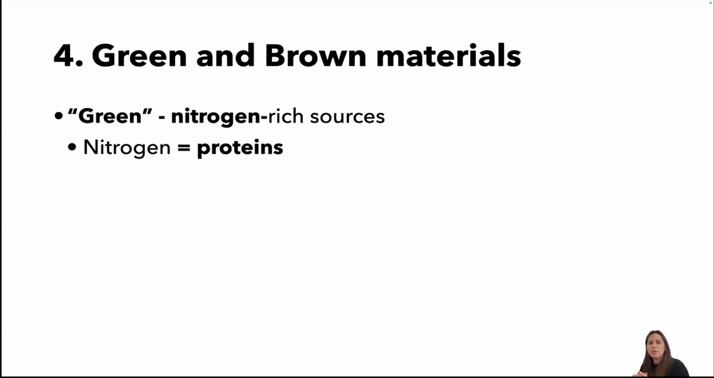So when we refer to green materials, we're referring to the nitrogen-rich sources. And so back a couple slides, we talked about nitrogen. Nitrogen is present in amino acids. Nitrogen should ring a bell saying, oh, hey, that's related to proteins. And so even our green materials are high in plant proteins, right? And so this is kind of what this is getting at is that the green materials are the ones that are high in plant proteins.